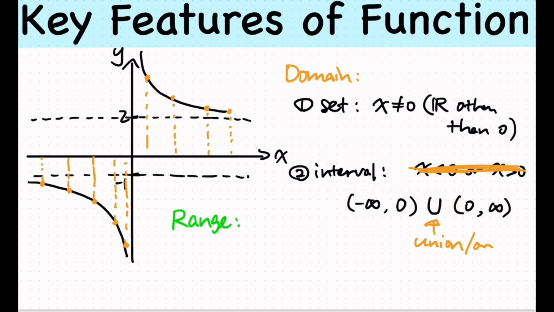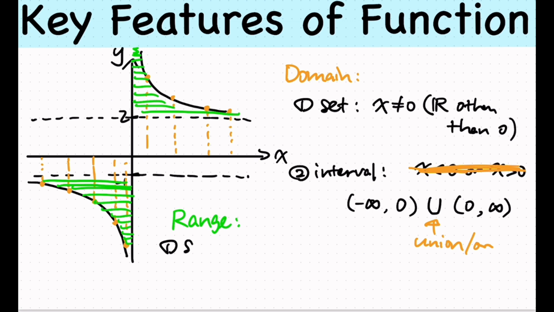Now let's talk about range. I'm going to plot out all of the points along the graph, and then I will find the corresponding y coordinate by drawing this vertical line. So when you try to draw all of the vertical lines to the y-axis, you observe that y can take as large values as possible, but it cannot take any value that's between 2 and negative 1.